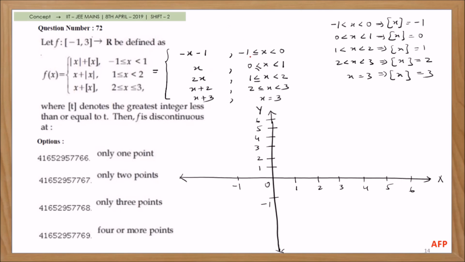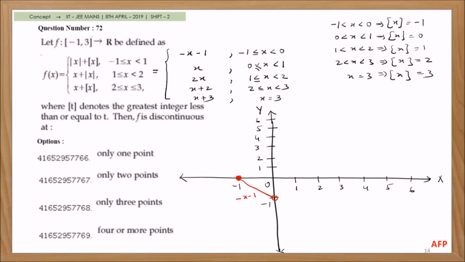First one, minus 1 to 0. Minus 1 is included. If you substitute minus 1 here, minus into minus is plus 1, plus minus 1 is 0. So 0 is included, and we write a closed dot. Next, if you substitute 0, minus 1 is minus 1, so it is not included here, and we join with a straight line. Its equation will be minus x minus 1.